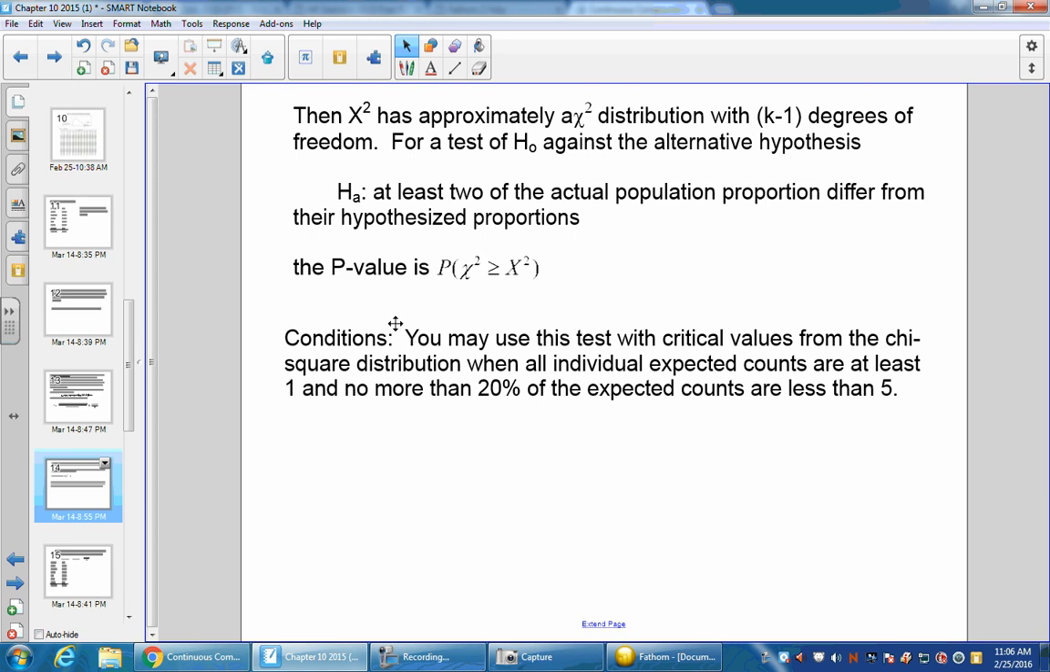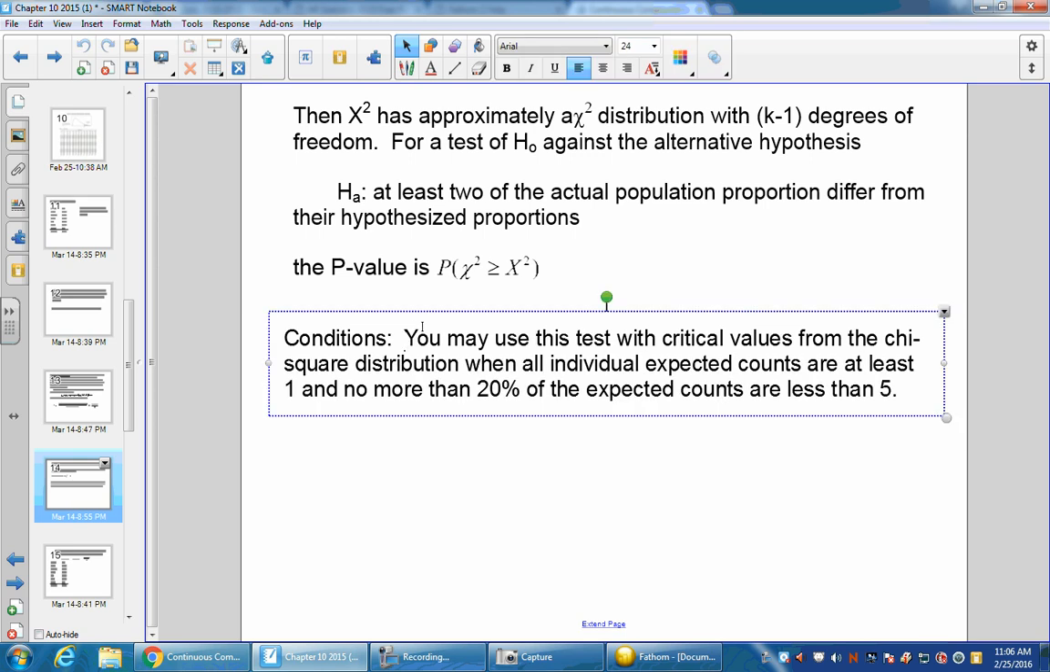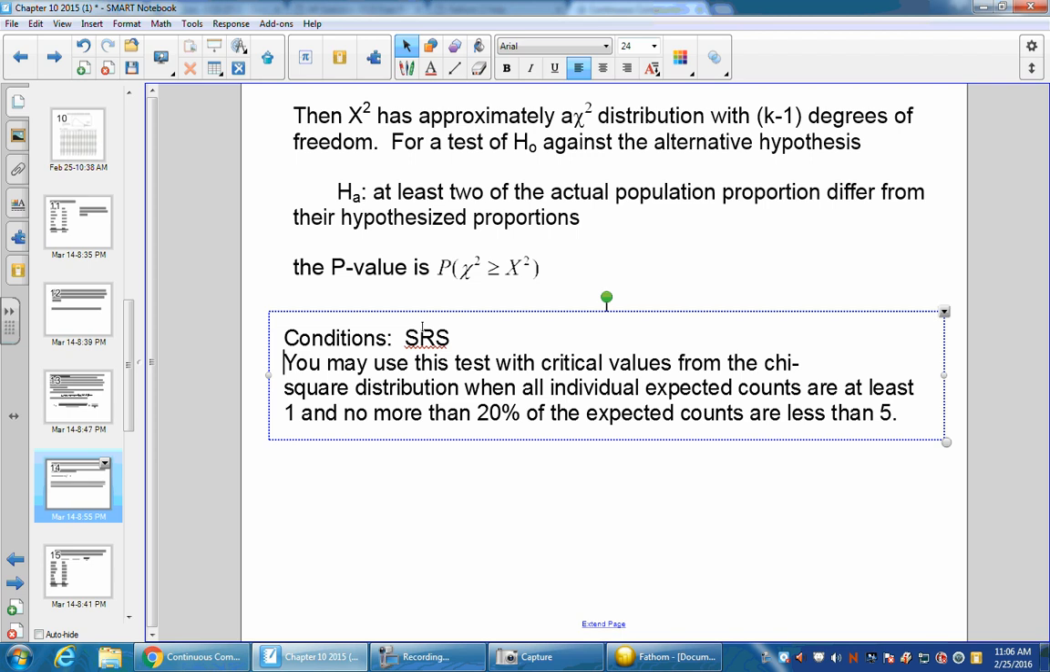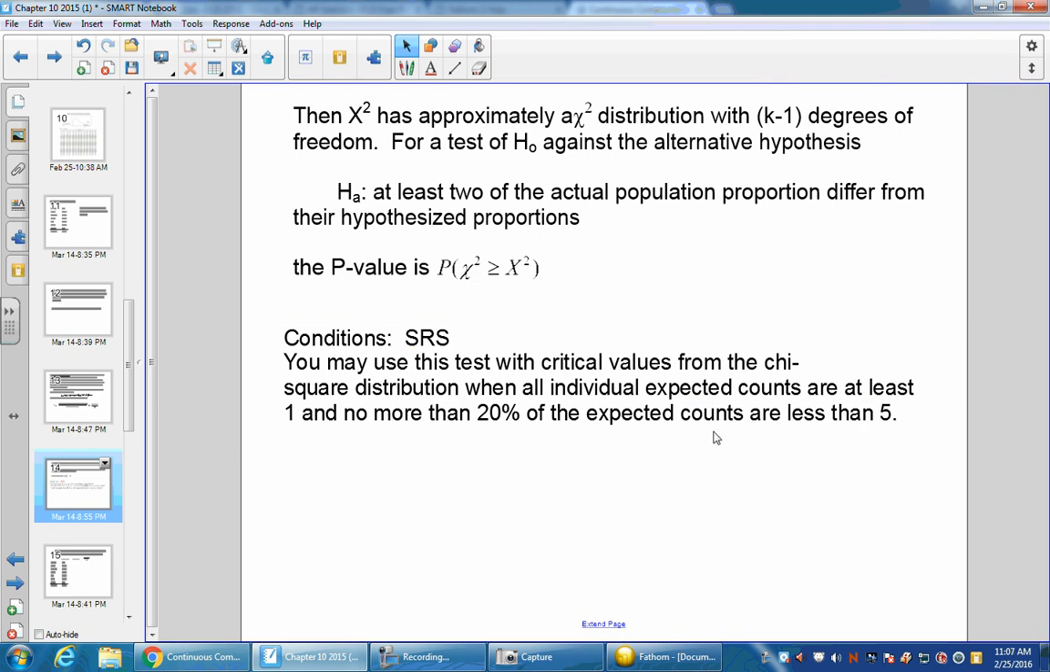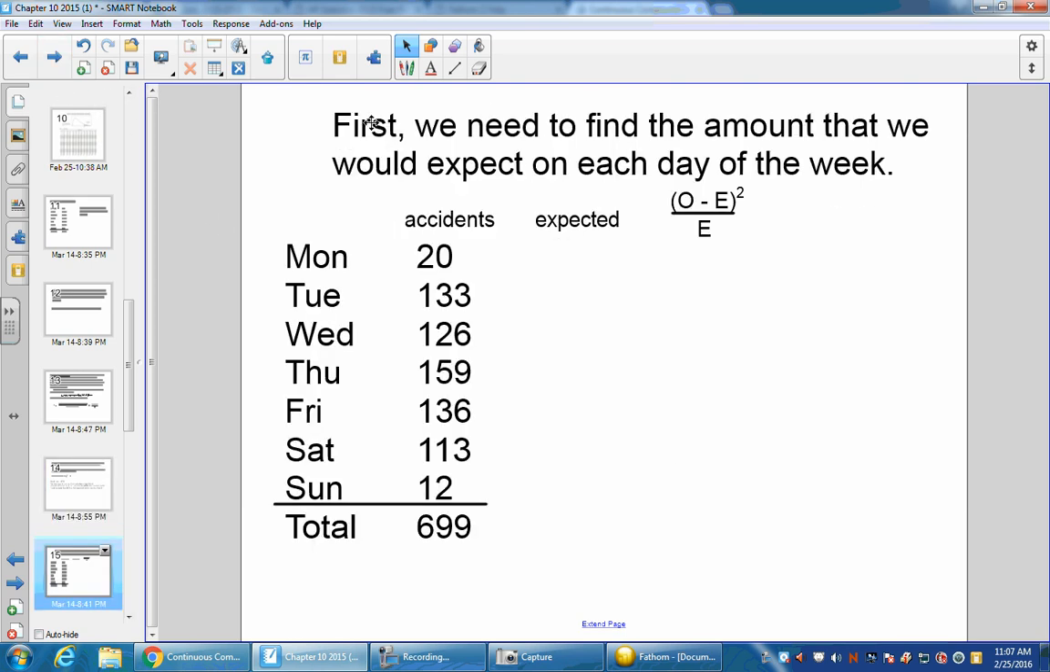And then we want to look at the conditions. One condition is that it's an SRS. Another is that we have to check that no more than 20% of the expected values are less than 5. This makes the conditions really easy. So as long as all the expected values are greater than 5, we just check the SRS and check this, and we're good to go with our distribution. So here's how we can figure this out.